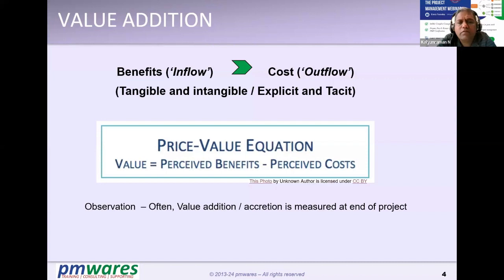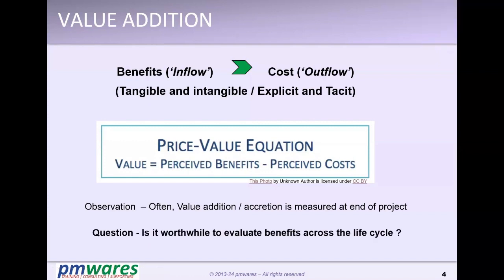So just one observation here: very often we look at value creation or value addition only at the end of the project. That is typically what we have been seeing in general. But with the onset of the Agile framework and adoption of Agile in delivery, we now see that value creation is being measured at multiple checkpoints because of the short iterations in the Agile framework. So have you experienced that? Is the question.